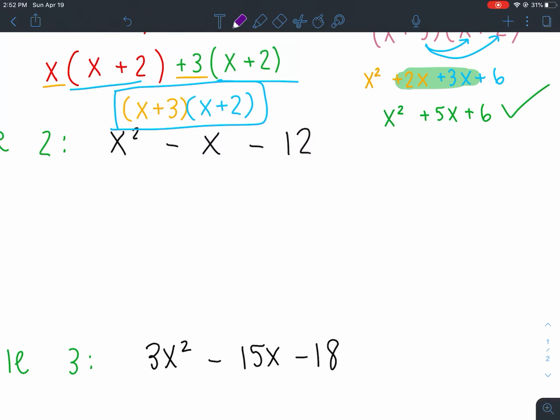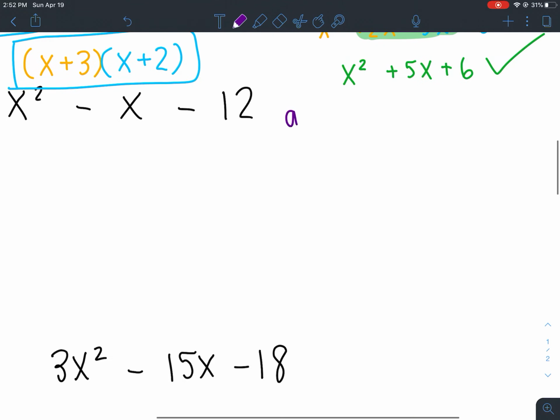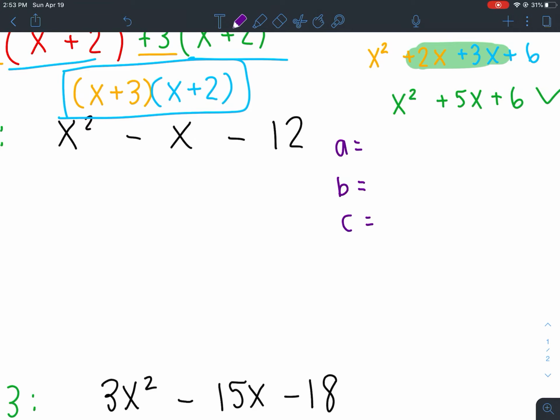First step, check that it's in standard form. Yep. Is there a GCF other than 1? Nope. So then you move on. Now sometimes you will have a GCF, like in the third example we will have one. So then we're going to go ahead and identify A, B, and C. Now this is called factoring when A is 1. So A is typically going to be 1 in this lesson.